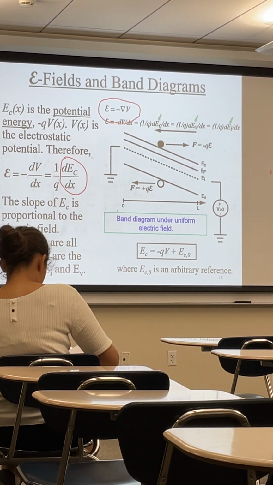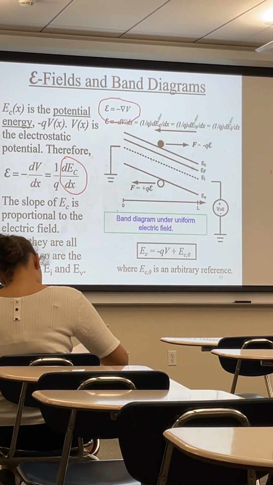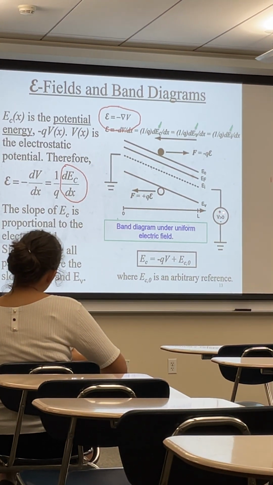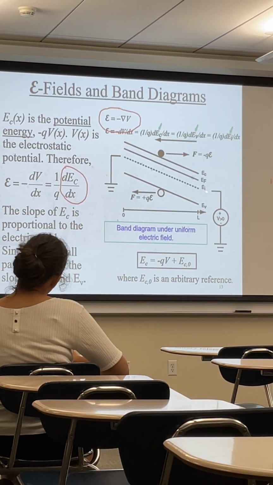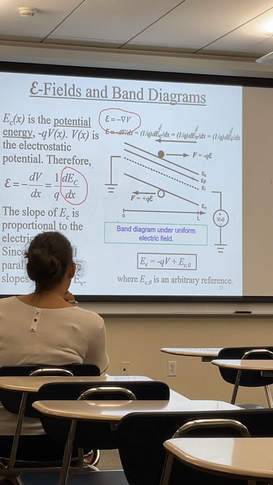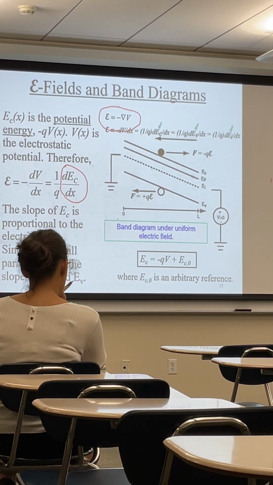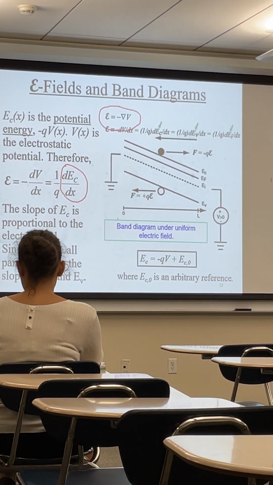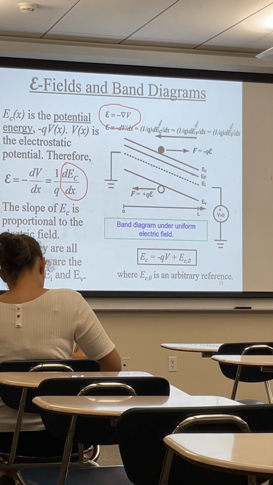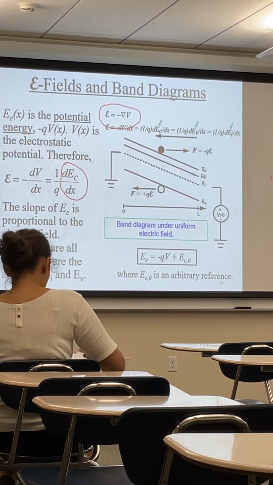This is basically the band diagram if we apply an electric field. Here you can see we have a voltage source connected to the right side, and the left side is just grounded. This can introduce an electric field, and this electric field can change the slope. So EC, Ei, EV, all of these will be tilted.